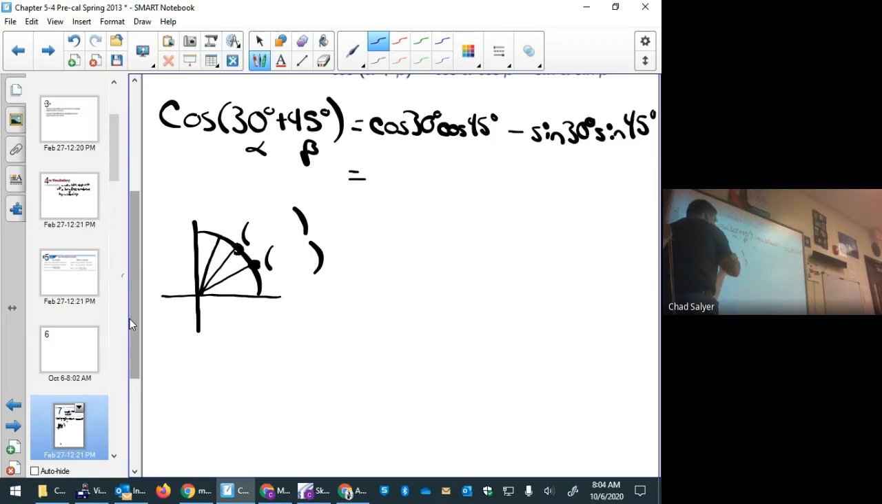So if we look at just these two points that we're talking about, 30 degrees and then 45 degrees, we've got this. So tell me what the cosine of 30 degrees is.